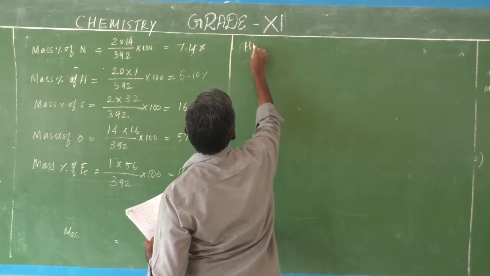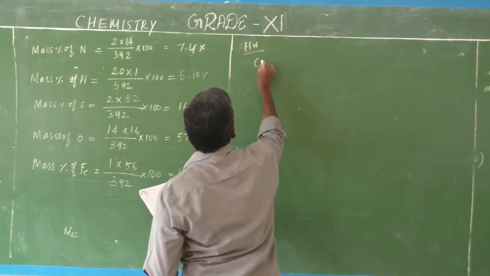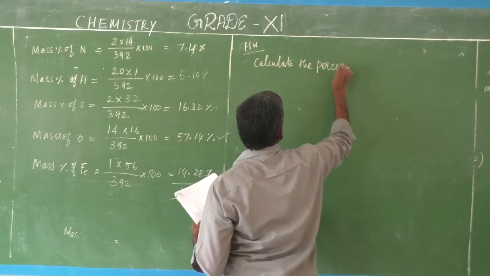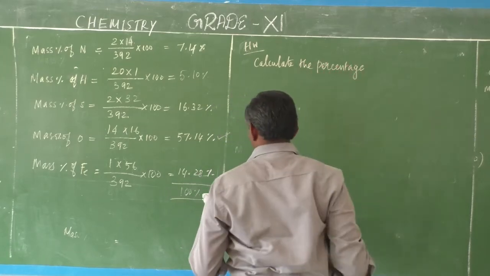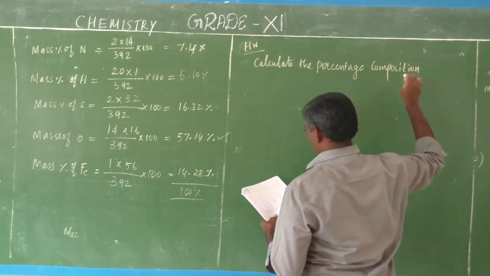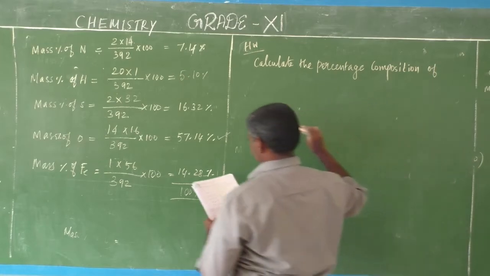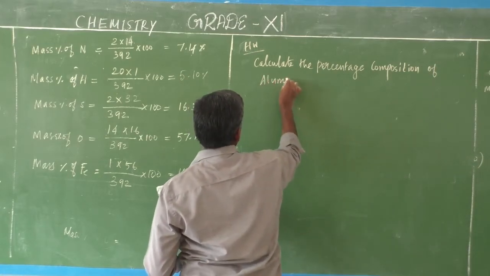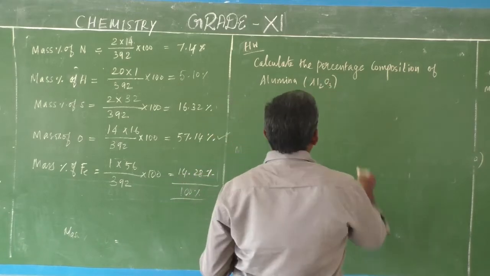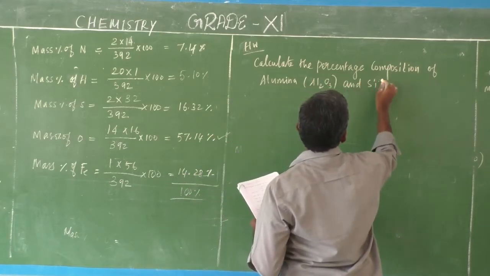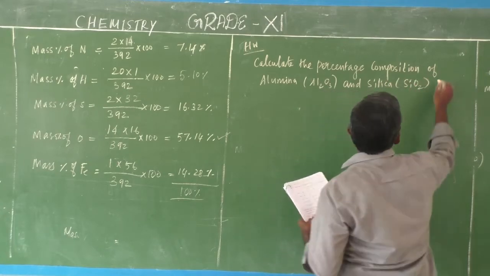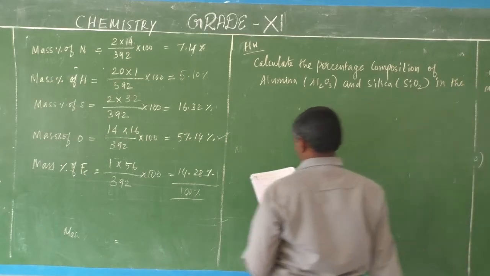Very important, very interesting topic, problem homework. Calculate the percentage composition of alumina, Al2O3, and silica, SiO2, in a sample of clay.